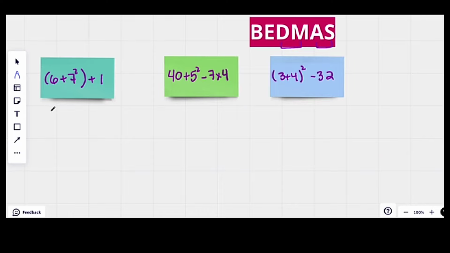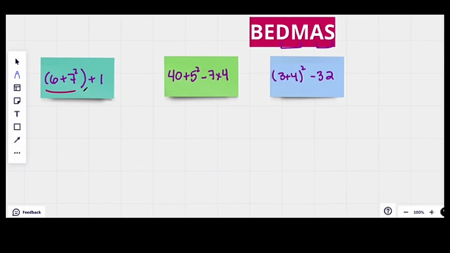So again, we continue to follow our BEDMAS rules. Okay, so we've got here 6 plus 7 squared, or 7 to the exponent of 2, inside a bracket, plus 1. Okay, so it's getting a little bit more challenging. So let's look at our BEDMAS acronym. And what is the first letter? Brackets. Okay, so that tells us that we're going to get started with this section, anything inside the bracket.